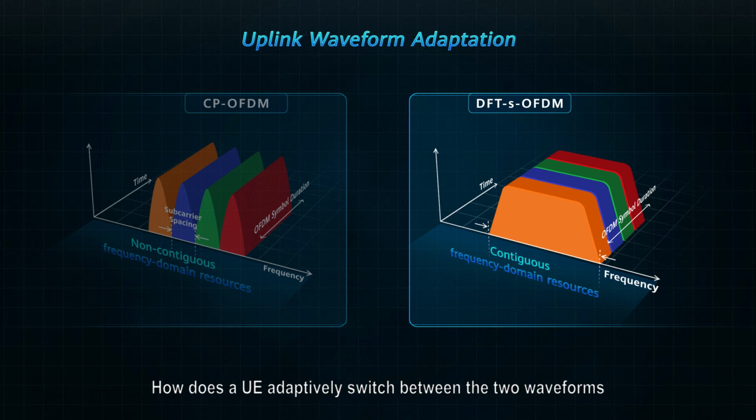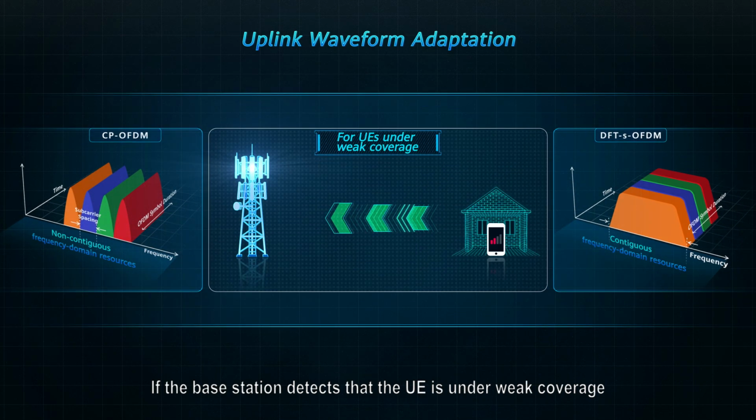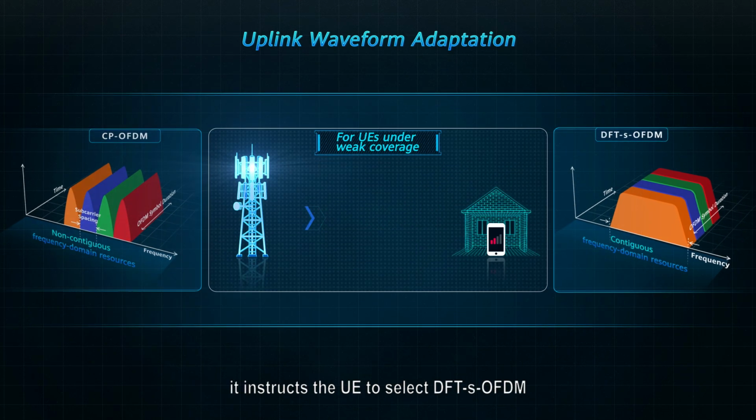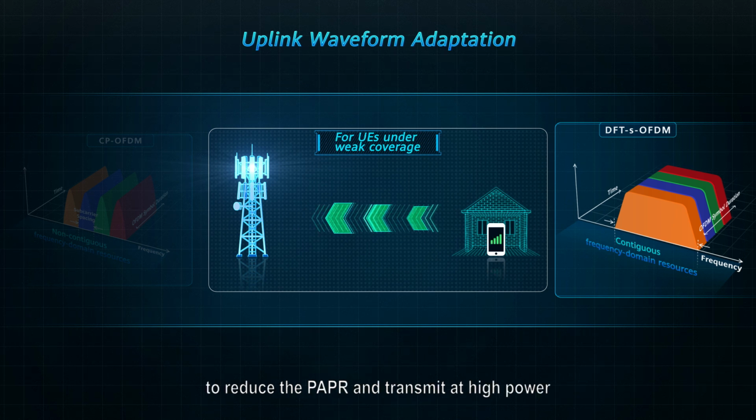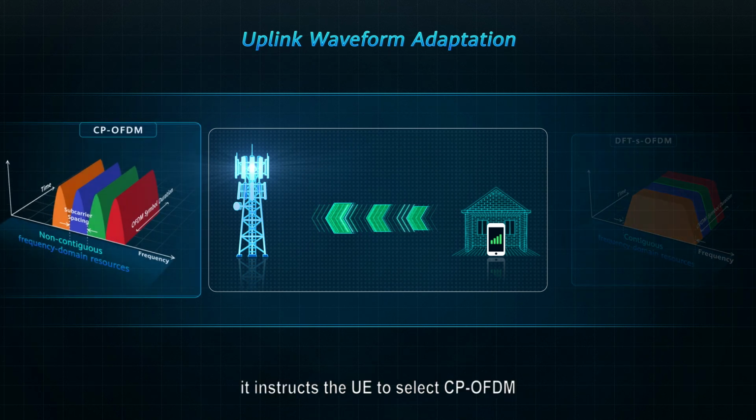How does a UE adaptively switch between the two waveforms? If the base station detects that the UE is under weak coverage, it instructs the UE to select DFT-S-OFDM to reduce the PAPR and transmit at high power. Otherwise, it instructs the UE to select CP-OFDM.